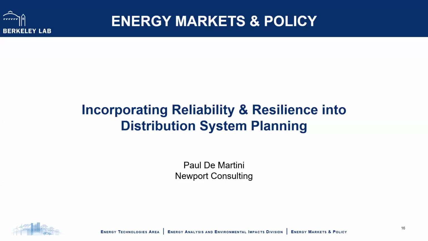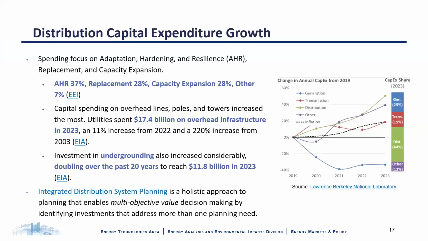Thanks for the opportunity to share some thoughts on how we integrate reliability and resilience into distribution system planning. Next slide, please. So the takeaway on this slide is that resilience planning and reliability are a major factor in the capital expenditure growth that's been underway across the U.S. As you can see here, highlighted through EEI's latest reports, the adaptation, hardening, and resilience expenditures are roughly 37% of utility distribution spending.